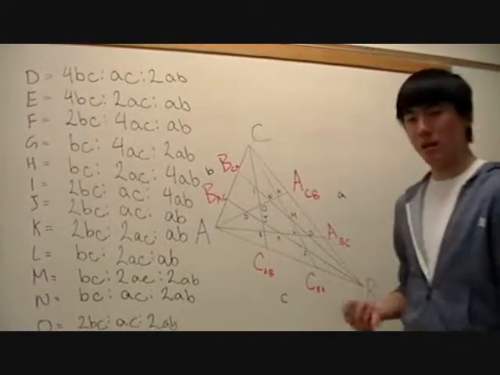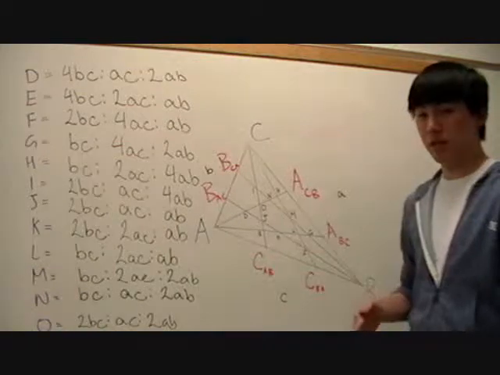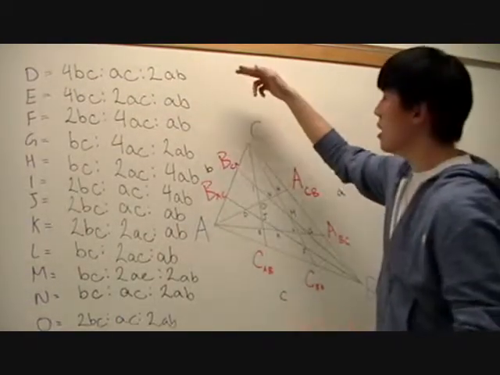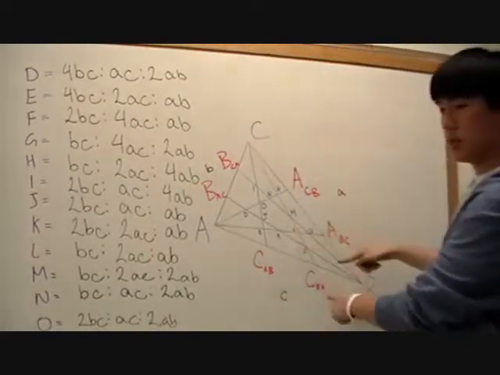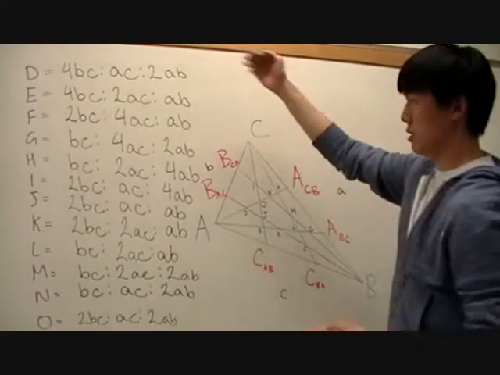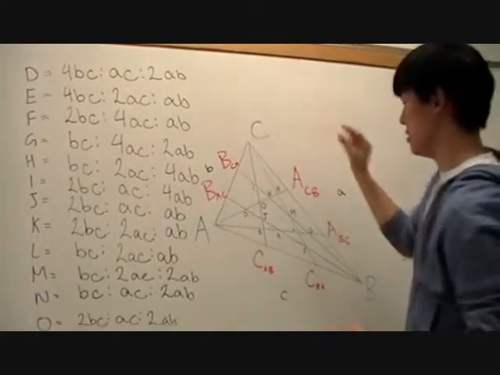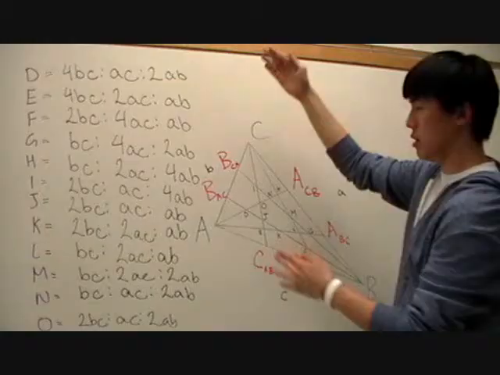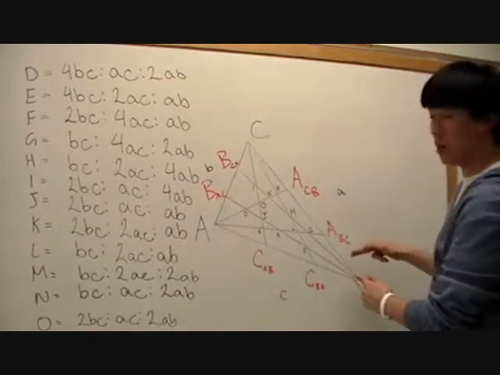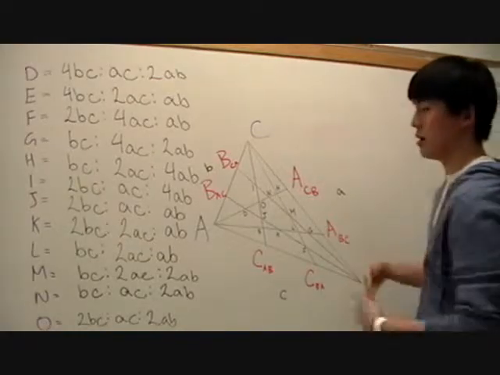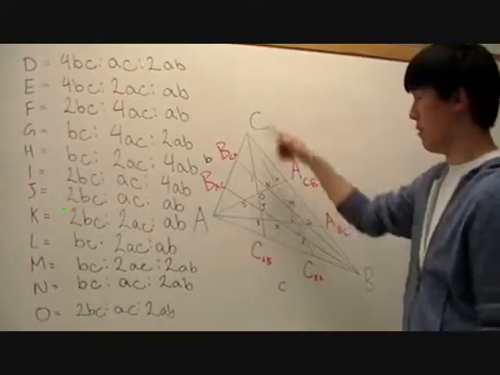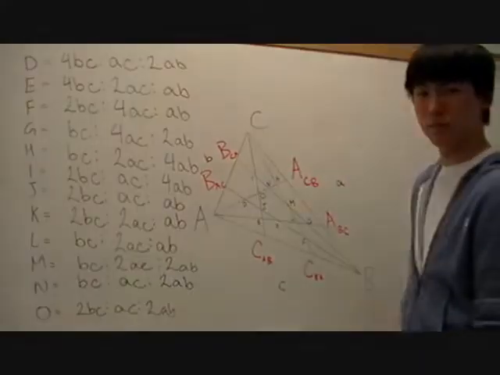So using the same logic that we used previously, we can assign coordinate values, in trilinear of course, to each of the interior points of our triangle. For instance, D would be 4BC to AC to 2AB, that ratio. And we can use these trilinear coordinates to calculate the areas of the individual polygons within our triangle so that we can then move forward to proving that this interior hexagon is 1/10 of our original triangle ABC.